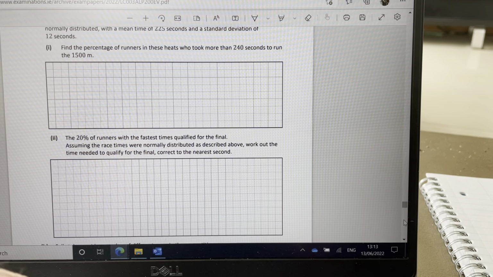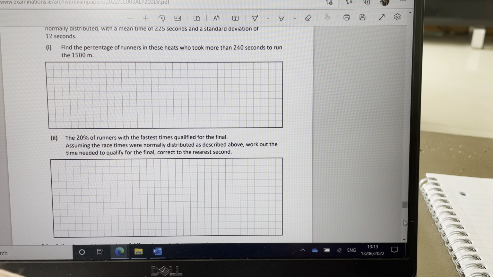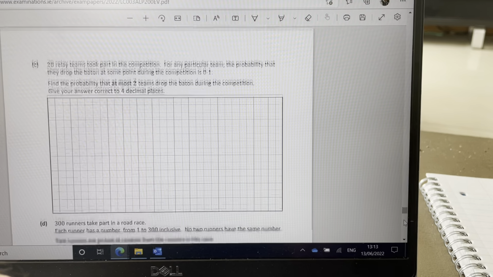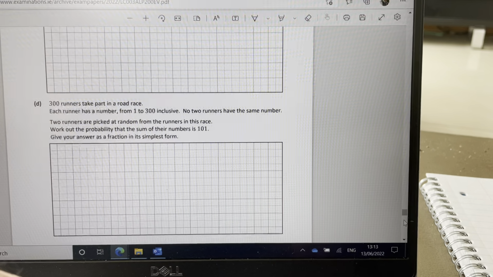Okay, so normally distributed. Okay, that question should be fine. We'll have a look at that later.